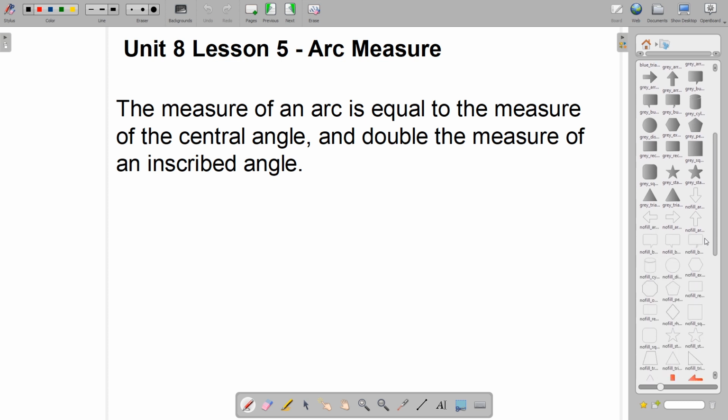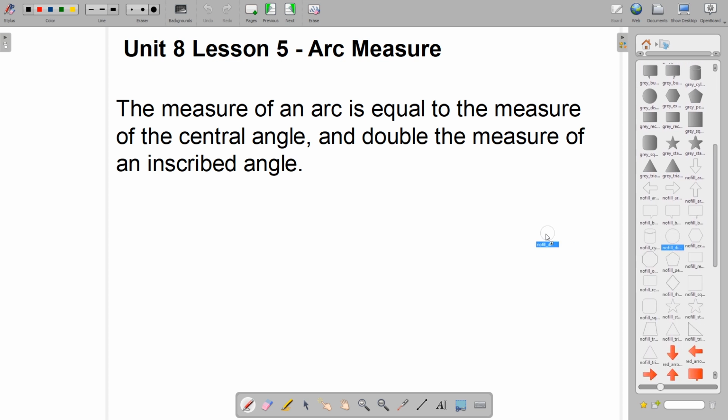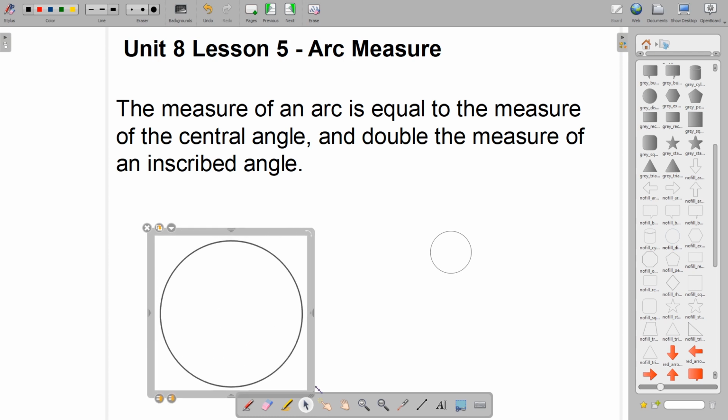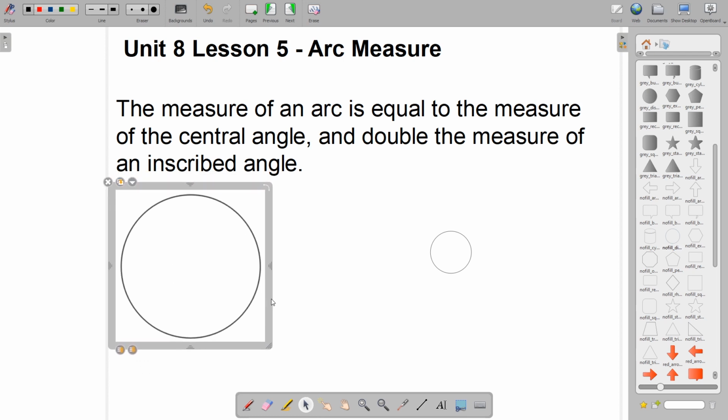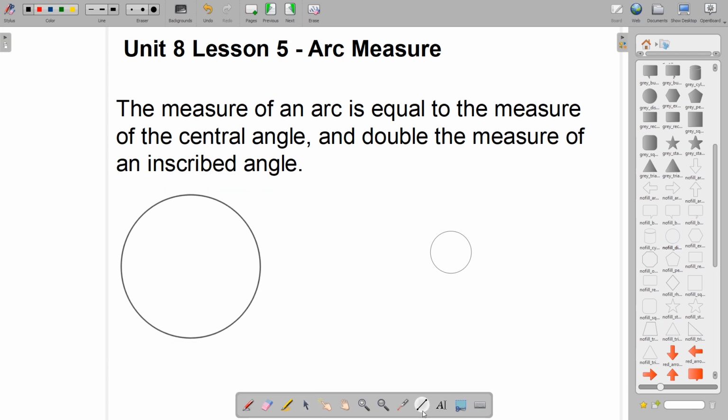So let me grab a couple circles here that we can talk about. Here's one. And here's another. So let's talk about the difference between a central angle and an inscribed angle. So a central angle is an angle that uses the center of a circle, hence the term central. So central, center. So a central angle starts at the center and goes out.